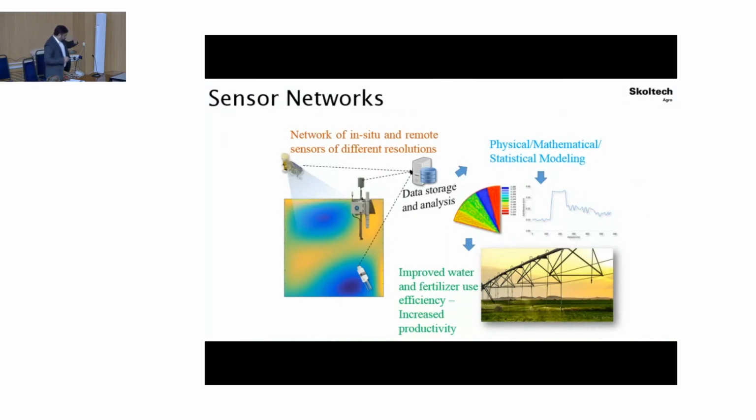So we can create a network of sensors. Like I showed earlier, the critical zone observatories usually have a network of sensors. So you have sensors in different resolutions, different platforms. Could be satellites, could be drones, could be on-ground sensors. Send them all for storage and analysis. Make the modeling, could be physical modeling, mathematical, could be statistical. Take that information and provide instructions for better operational management, right?